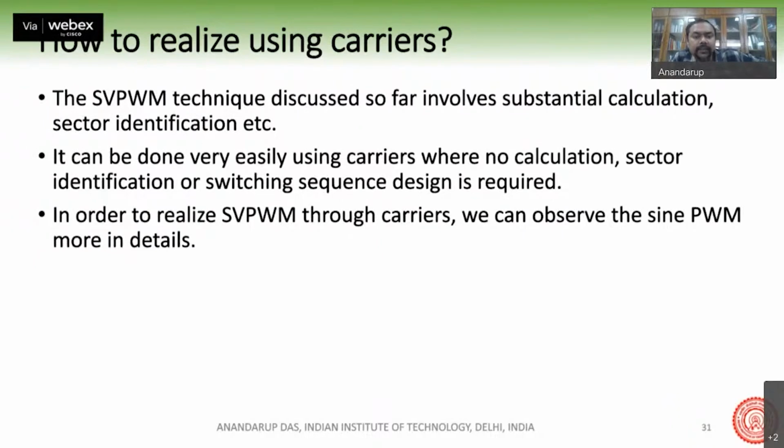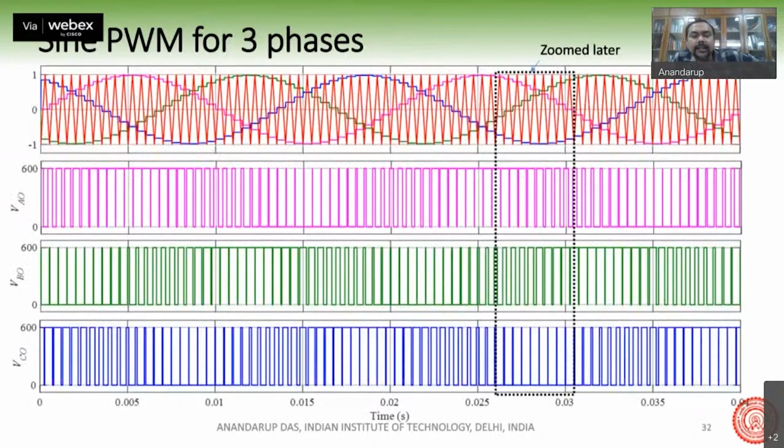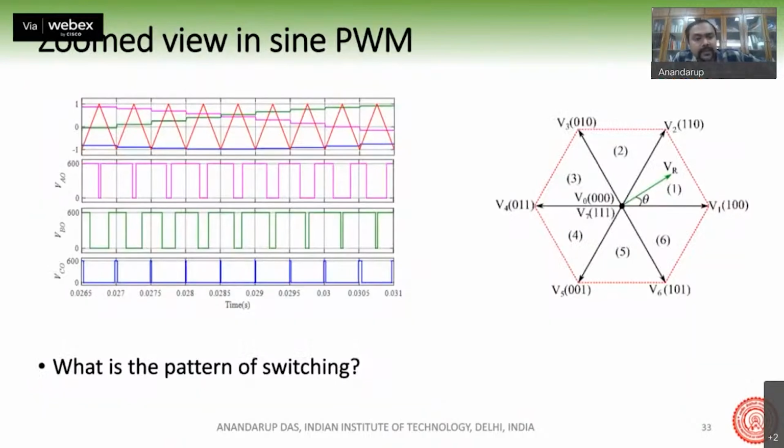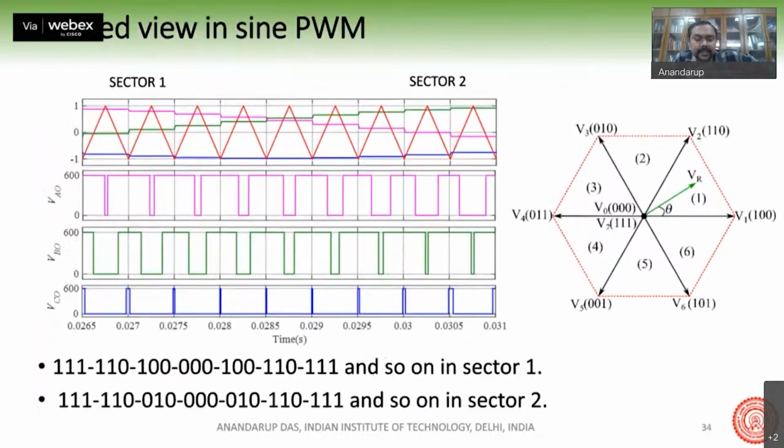And this involves observing the carrier-based sine PWM technique in a little bit more detail. If we observe carefully the pattern of switching in sine PWM, we find something very interesting. We find that the same pattern of switching, 111, 110, 100, 000, also happens in sine PWM.